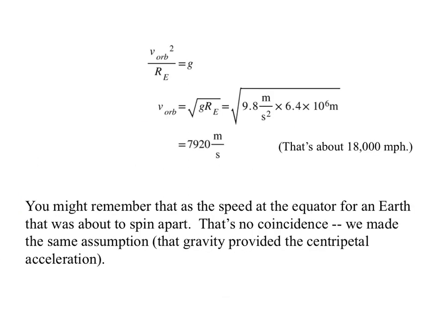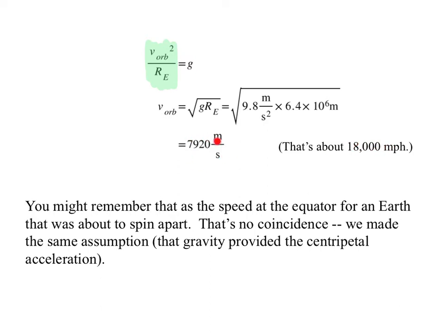Well, we would use the fact that g is providing the centripetal acceleration. And so v squared over R_E, the radius of the Earth, would have to equal the 9.8 that we're used to. We can solve that and say the orbital speed must be the square root of g R_E. With our little calculations, we get about 7,920 meters per second for something orbiting around the Earth. It's about 18,000 miles per hour.